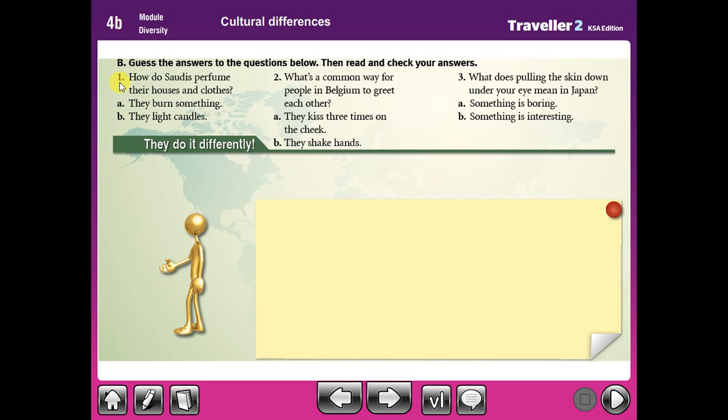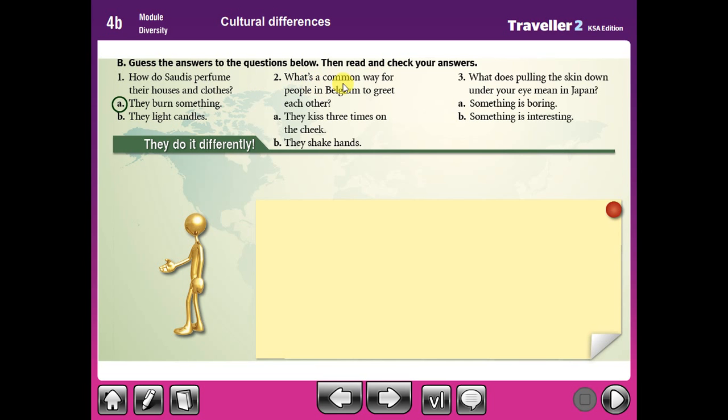Now, 1. How do Saudis perfume their houses and clothes? They burn something or they light candles? Saudis burn something to perfume their houses and clothes. We say in Arabic bukhur.